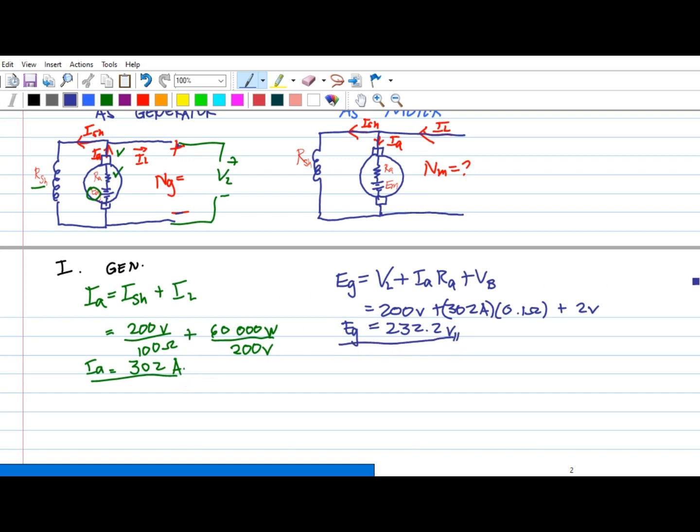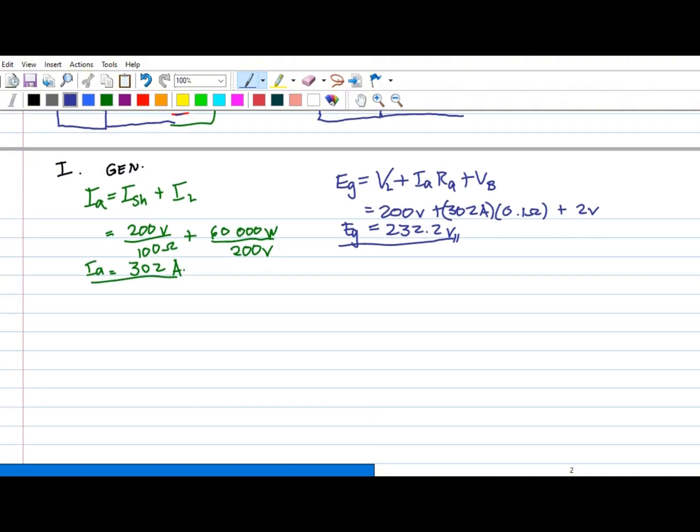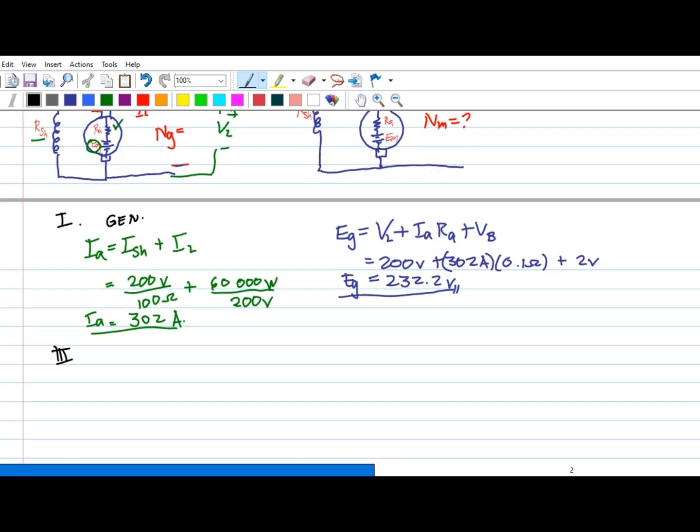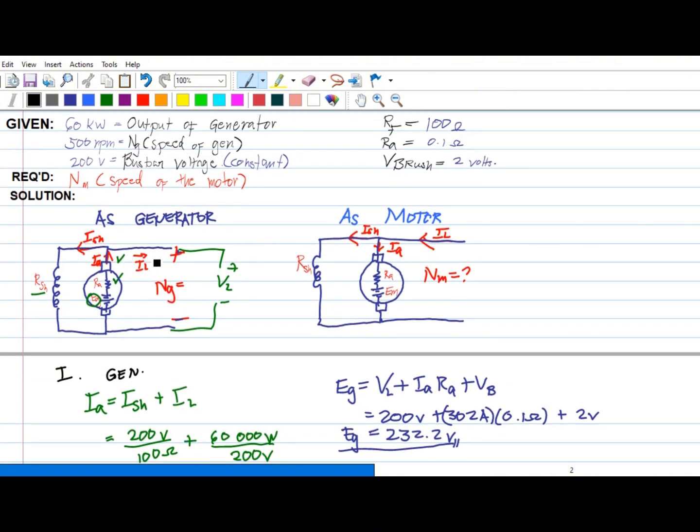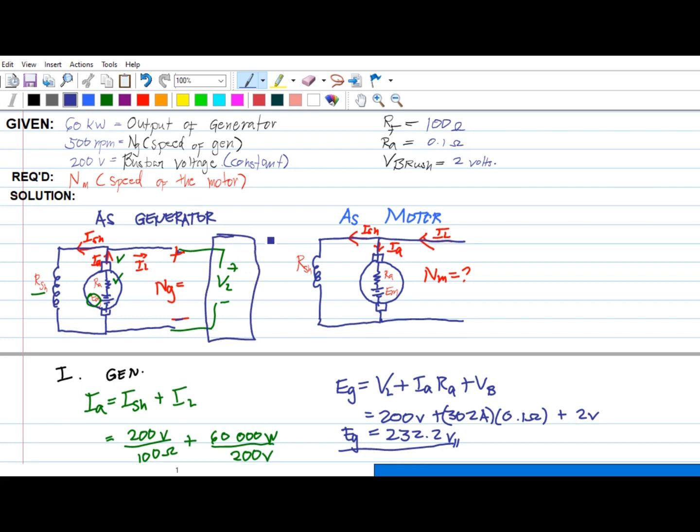Okay, step 2, we have to find the E_M, or the induced voltage of the motor. Their difference is the direction of current. As generator, the E_G is supplying the bus bar, while as motor, the bus bar, or the V_L, now is supplying the motor.